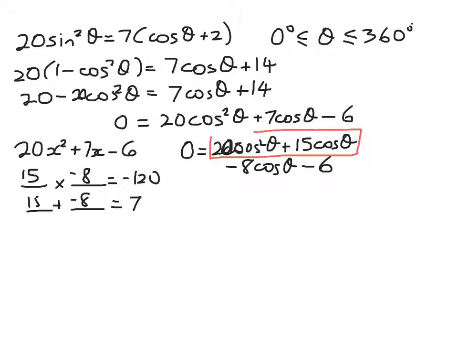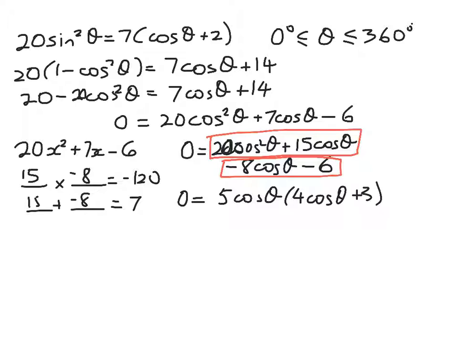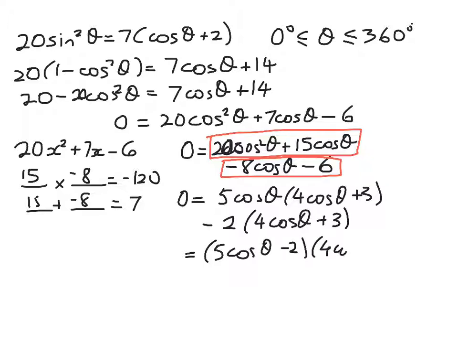Now I factorize in 2 steps, which gives me 0 equals, well, we've got 5 cos theta into 4 cos theta plus 3, minus 2 into 4 cos theta plus 3, giving me 5 cos theta minus 2 times 4 cos theta plus 3.